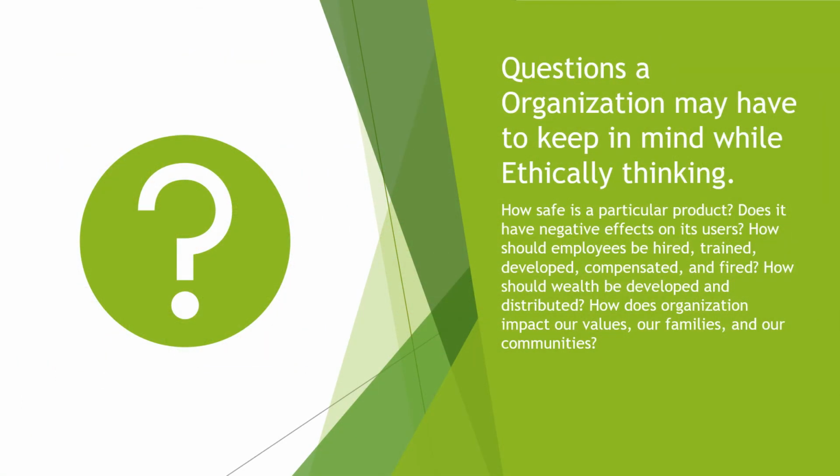Questions an organization may keep in mind while thinking ethically. How safe is a particular product? Does it have negative effects on its users? How should employees be hired, trained, developed, compensated, and fired? How should wealth be developed and distributed? How does the organization impact our values, our families, and our communities?